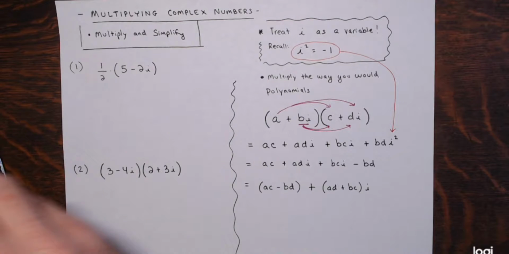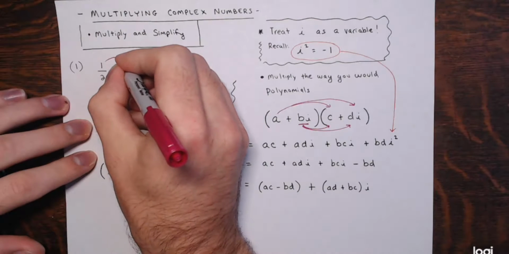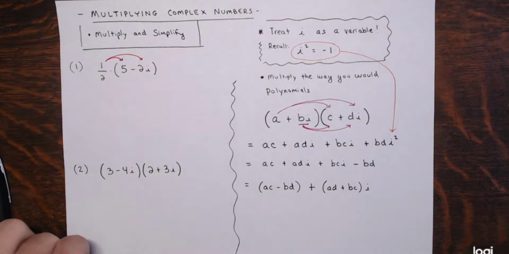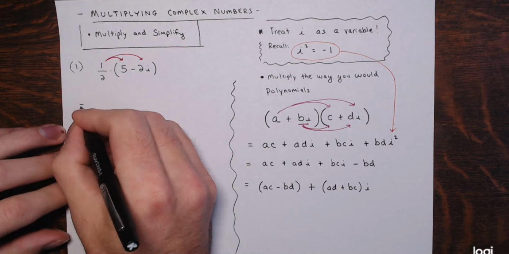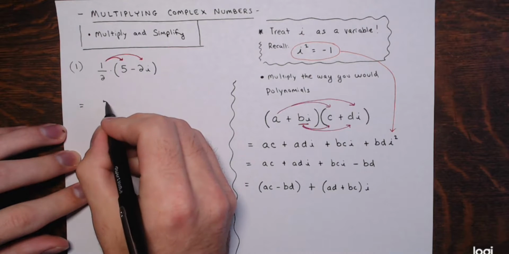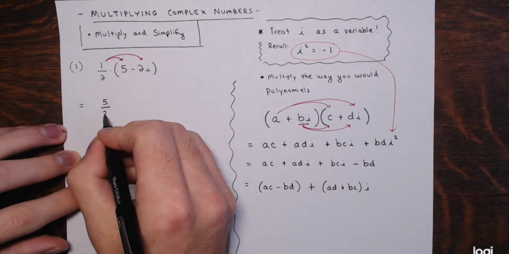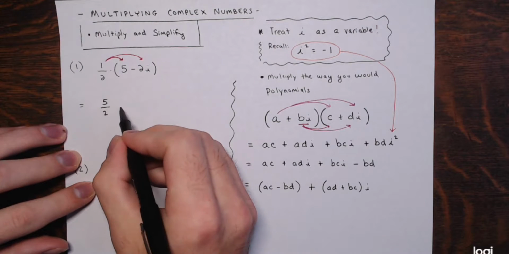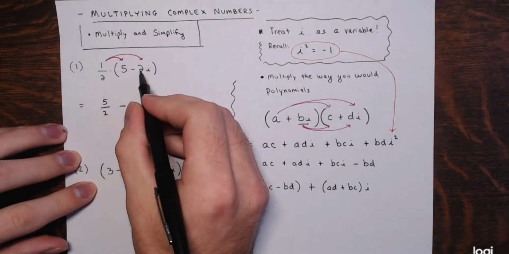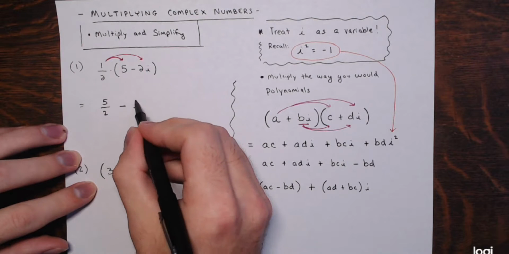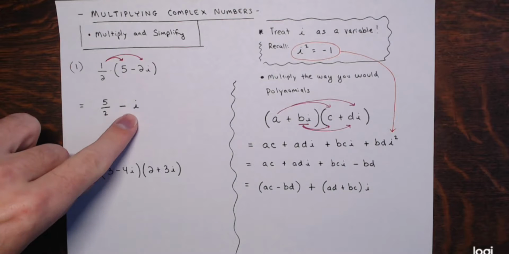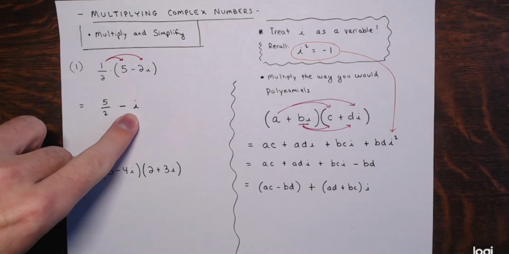We're just distributing. Distribute the half to both these terms. And that's all. So we end up getting a half times 5, that would be 5 halves, or 2.5. And then minus, 1/2 times 2 is 1, so you just have 1i. So there's your real number, 5 halves, and plus, there's your imaginary number, -1i.